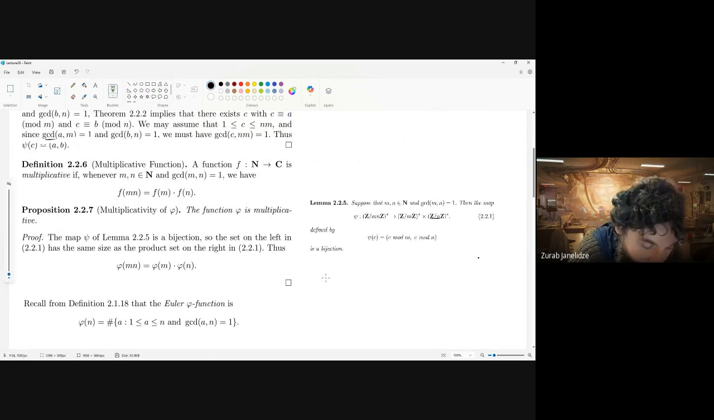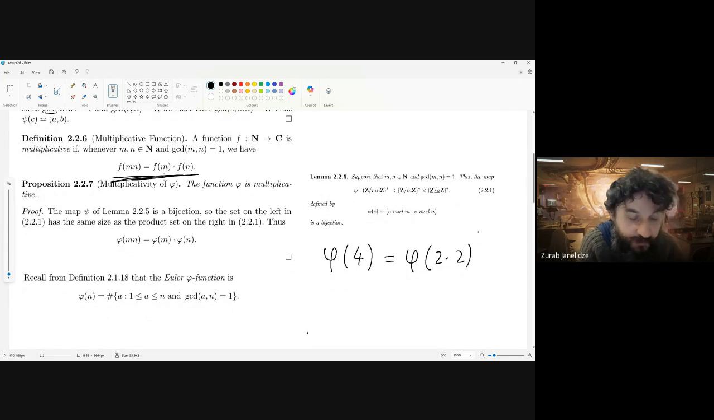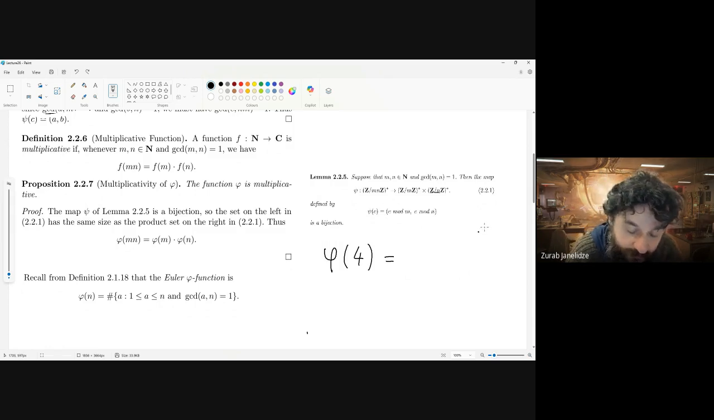So if we take Euler phi function of 4, for example, we can write 4 as 2 times 2. But here, we can't use the multiplicative property to say that this is phi of 2 times phi of 2, because 2 and 2 are not coprime. The GCD is not 1. So we can't use it for computing phi of 4. We have to compute phi of 4 from scratch. What is phi of 4? All the numbers between 1 and 4 whose GCD with 4 is 1. So 1 is such a number, 2 is not, because 2 divides 4, and then 3 is such a number, and 4 is not, because 4 divides 4. So phi of 4 is equal to 2.